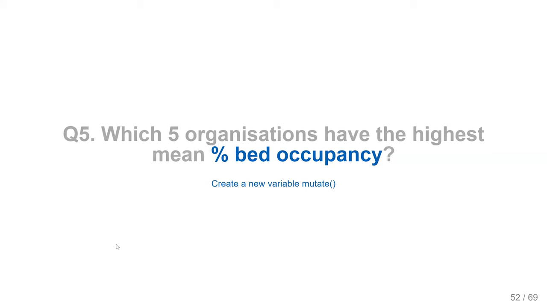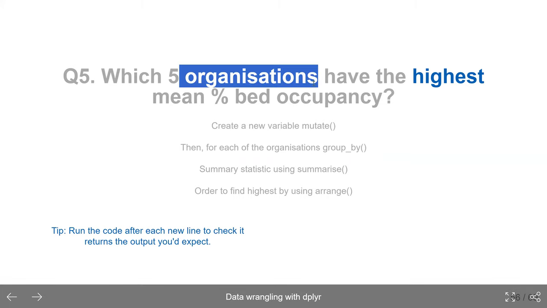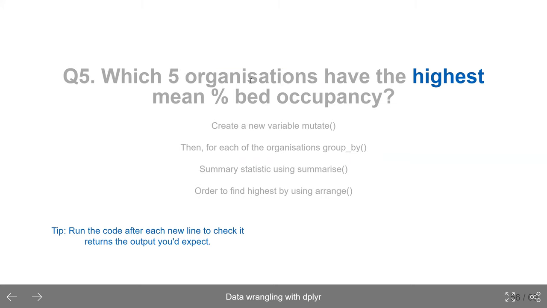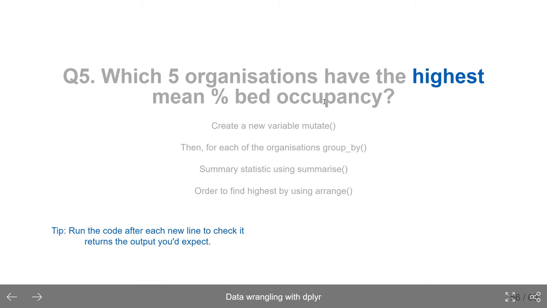All right, so it's time to have some fun by yourself. Have a go at solving the fifth question on your own. As a reminder, you have all the five verbs at your disposal. It mentions highest, which means you'll probably have to use arrange. It mentions a percentage bed occupancy, which means you'll need to use mutate to create a new variable. It mentions organization, so you'll probably have to group by organization. And then, let's see, which five organizations have the highest mean bed occupancy? You can use summarize instead of mutate, actually.